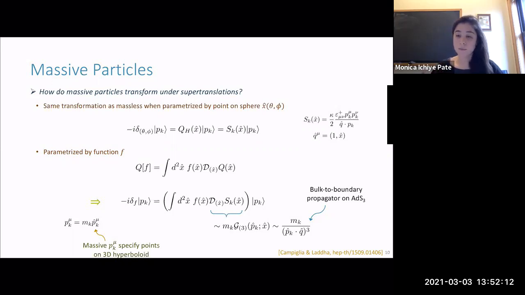On the other hand, the momenta of massive particles do specify points on the 3-dimensional hyperboloid. So in particular, what you find by acting with this derivative operator on the soft factor is a bulk-to-boundary propagator from a point in AdS3, which is associated to the massive momentum, to a point on the boundary, which is associated to the direction of the soft graviton. And so this is the transformation of massive particles under the supertranslational symmetry.